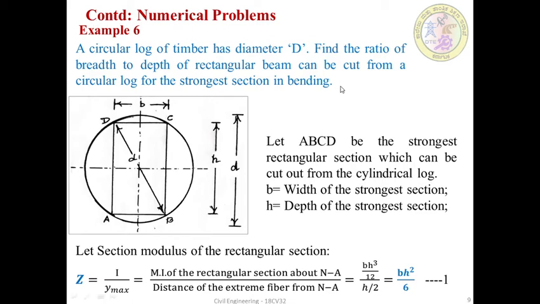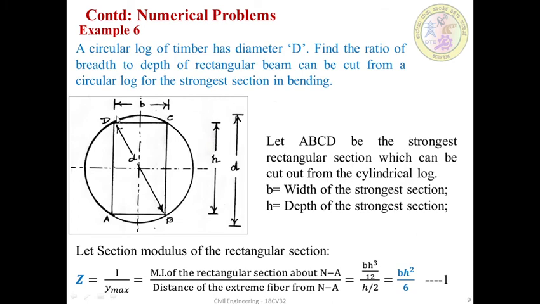So next is problem number 6. A circular log of timber has diameter D. Find the ratio of the breadth to the depth of a rectangular beam cut from a circular log for the strongest section in bending. So here we have to find the ratio of breadth to depth for the rectangular beam that can be cut from a circular log for the strongest section in bending.